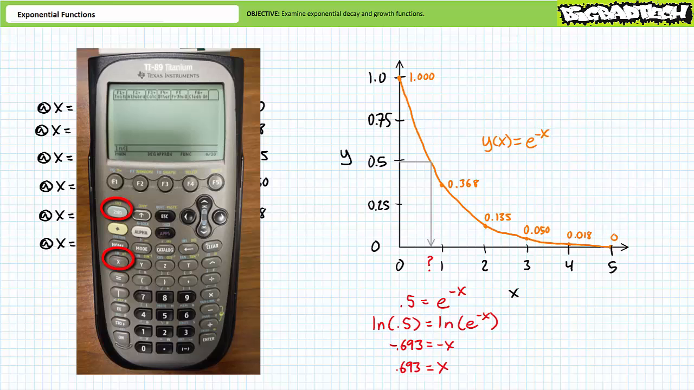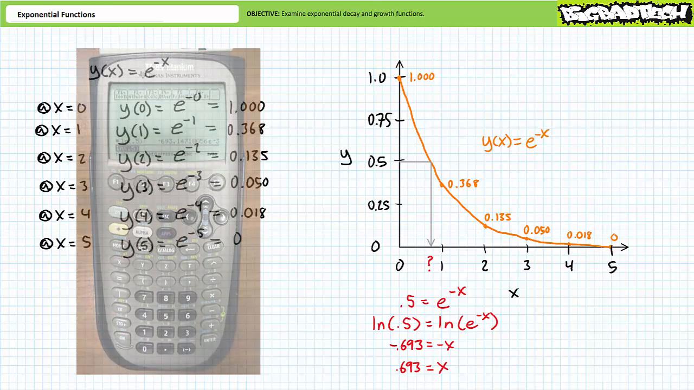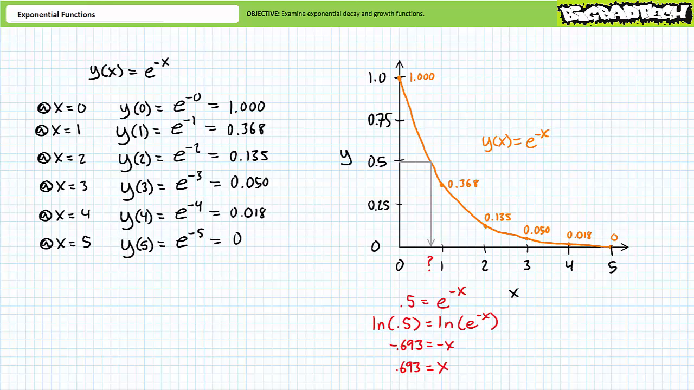Enter 0.5, close the parentheses, and press enter. The calculator spits back negative 0.693. Divide both sides by negative 1. We're left with x equals 0.693, super close to our earlier estimate of 0.7.